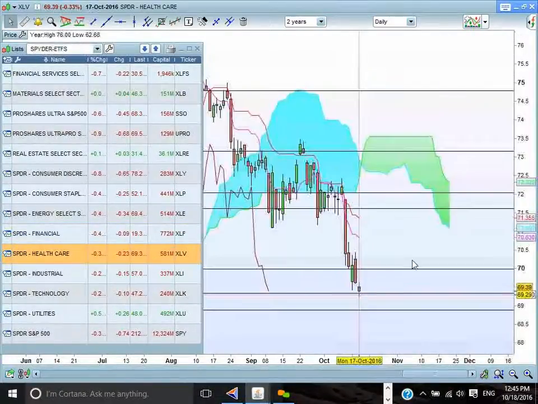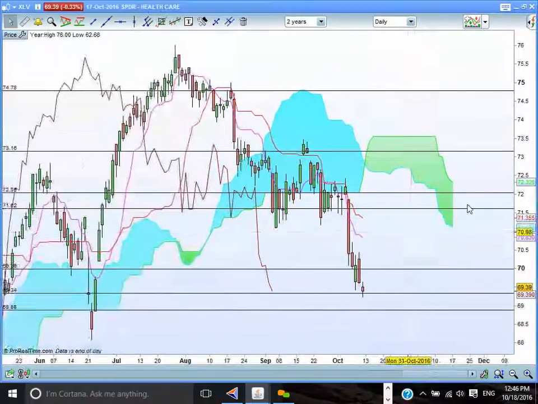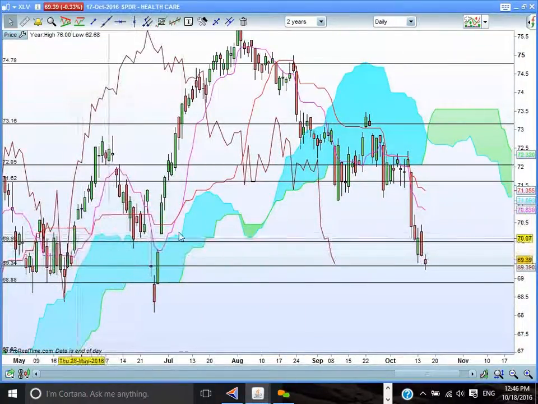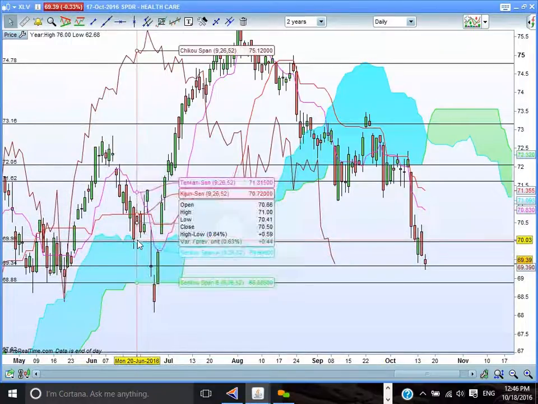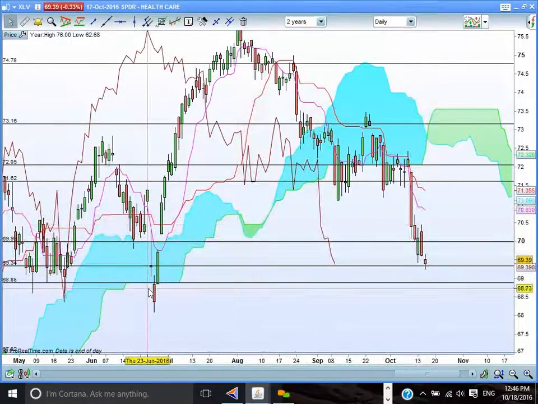Healthcare in trouble here. Lost support at the bottom end of the cloud, collapsed further down. Where's the support coming from? We can see this cluster of cloud support here. Significant support area back in June. We're going to retest that July low. We're going to retest that.